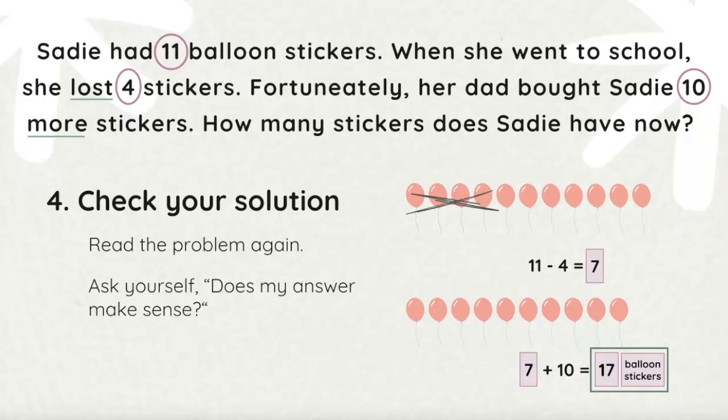Well, since I started with 11 stickers and only lost 4, and then got 10 more, our answer seems pretty reasonable. Our last job is to check our calculations. So let's go back into our equations and check if we did our arithmetic correctly. 11 minus 4 is 7. So we can put a check mark to show that it's correct. Since our 7 correctly answered our question mark, I know that this 7 is correct too. Finally, let's do 7 plus 10. We know that that's 17. So our solution was correct and we fully solved this 2-step word problem.